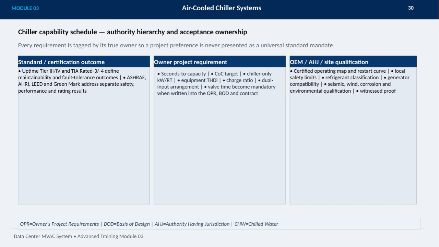Finally, the OEM, authority having jurisdiction, and site qualifications cover certified operating maps, restart curves, local safety limits, refrigerant classifications, compatibility with generators, plus environmental qualifications like seismic, wind, and corrosion resistance, often verified through witnessed proof. This clear assignment of responsibilities ensures everyone involved understands their role, which greatly supports project success and operational reliability.